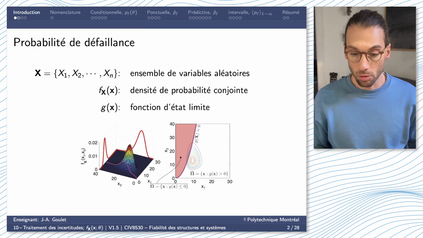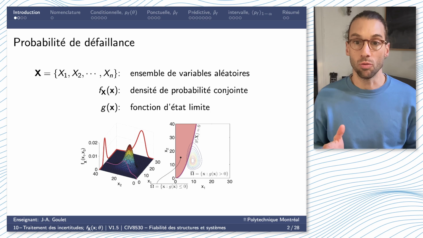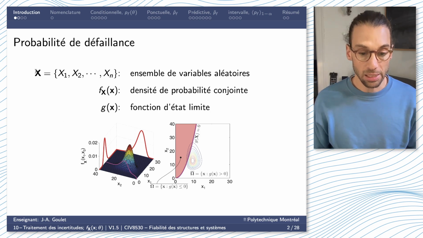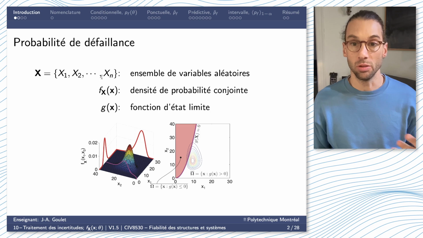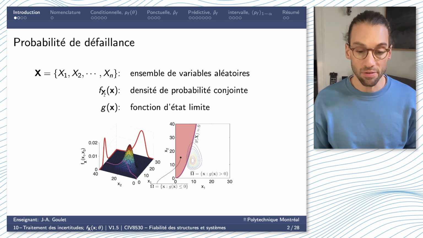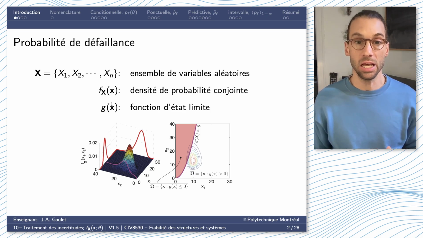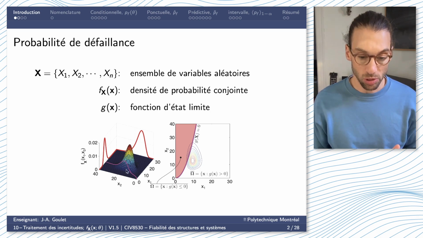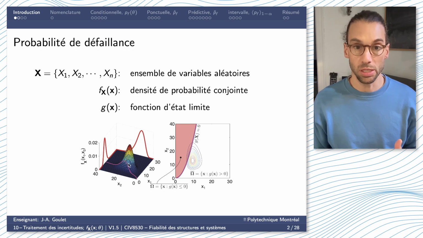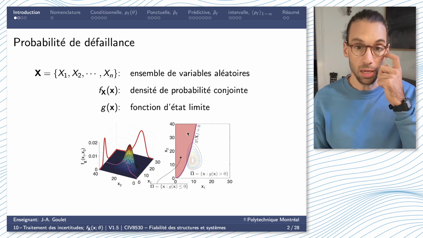So if we recap what we've seen over and over since the beginning of the course, x is our vector of n random variables involved either in the resistance or solicitation model. f of x is their joint probability density, and g of x is our limit state function. The joint probability density is represented by a 2D surface here, represented by contours. We have our limit state surface g of x equals 0, where the limit state function is negative here and positive here. This is our failure domain in pink.